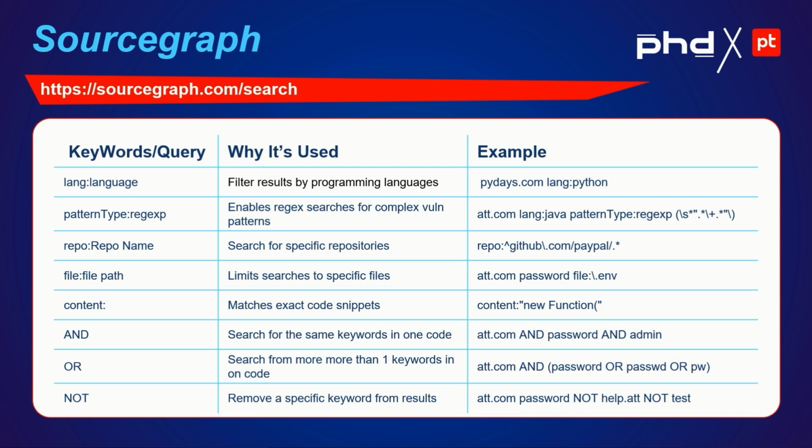Patterntype is for regexp, as you can see in the example. We can look directly for the repo name, and here is an example for repo, GitHub, PayPal. We can look directly for the file, which limits searches to a specific file. Like I want to look for att.com and then include passwords, and just search in files that are .env.